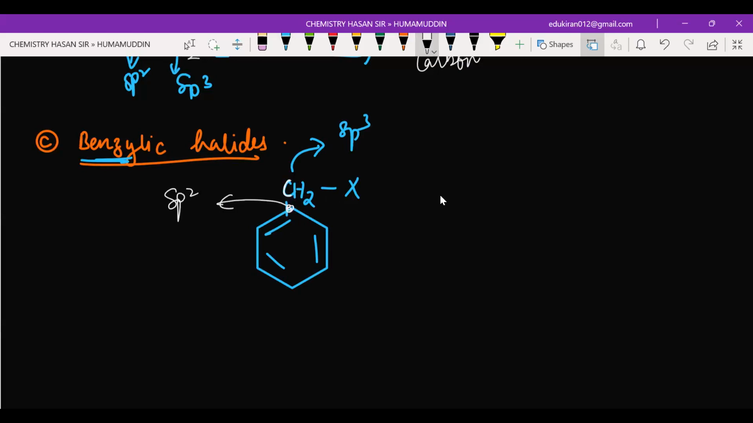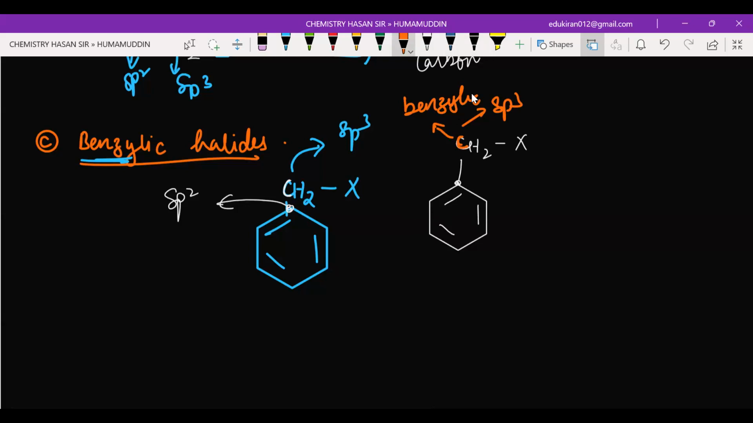Are you getting my point? I'm going to draw the diagram again since it is not looking correct. So this is your scenario. Let me erase this. Now you can see this is your sp2 hybridized carbon and this is your CH2X. So basically this is your sp3 and this is your benzylic carbon. What do we call it? Benzylic carbon. And you can see this is your sp2 hybridized. So this system is basically known as benzylic carbon.